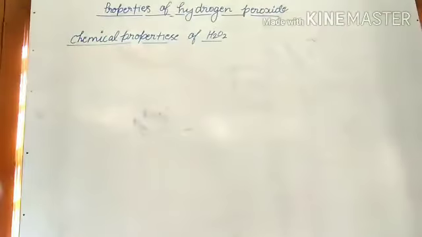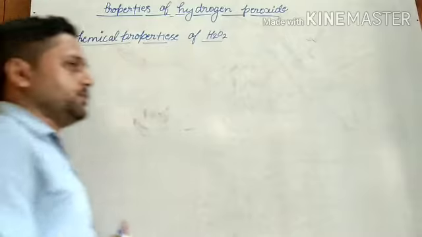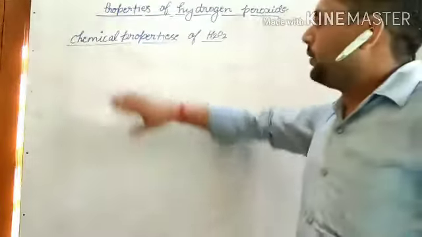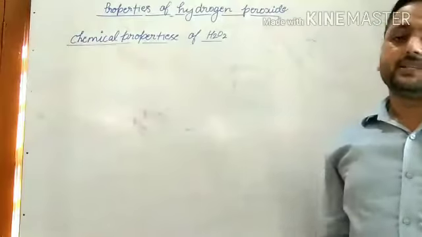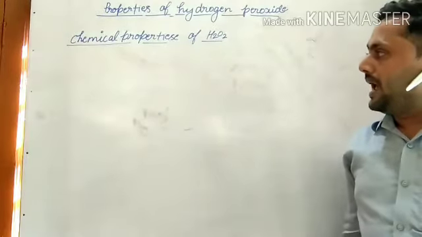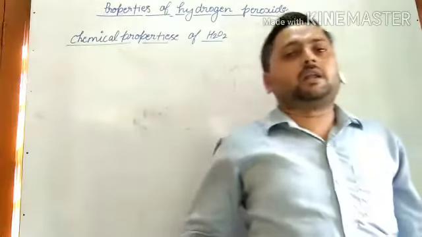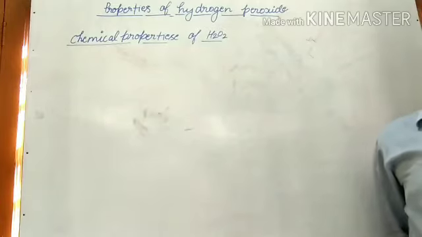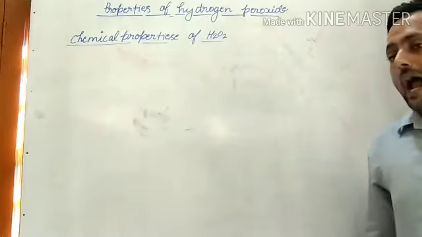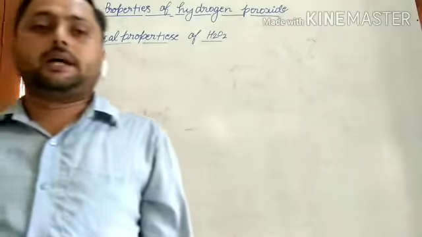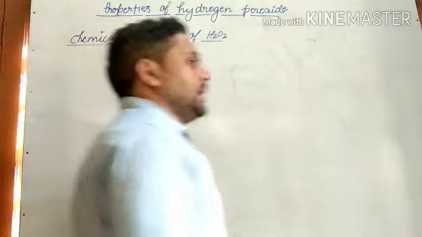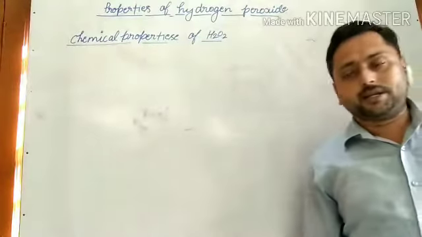So here, chemical properties of H2O2. What we have observed is that hydrogen peroxide acts as an oxidizing as well as a reducing agent in both acidic and basic medium. Hydrogen peroxide acts as an oxidizing as well as reducing agent in acidic and basic medium.